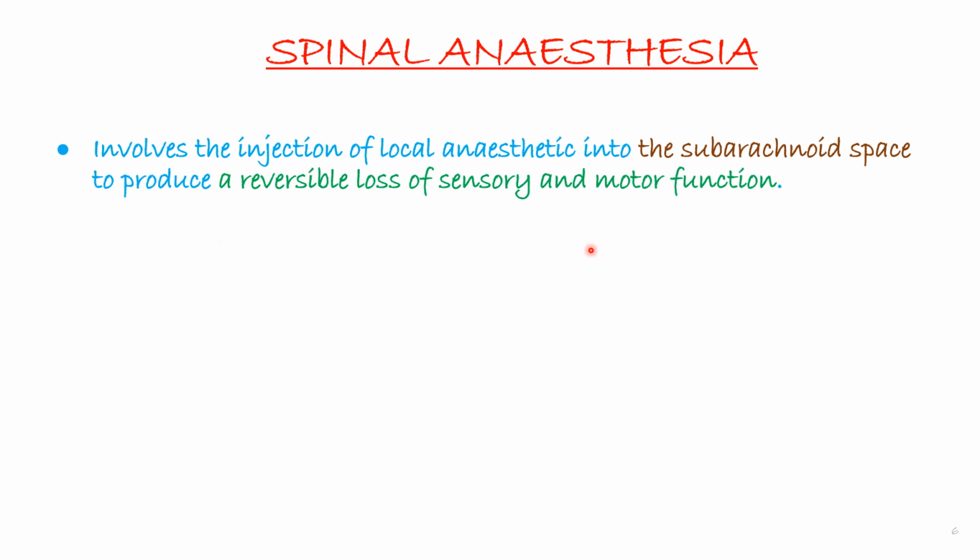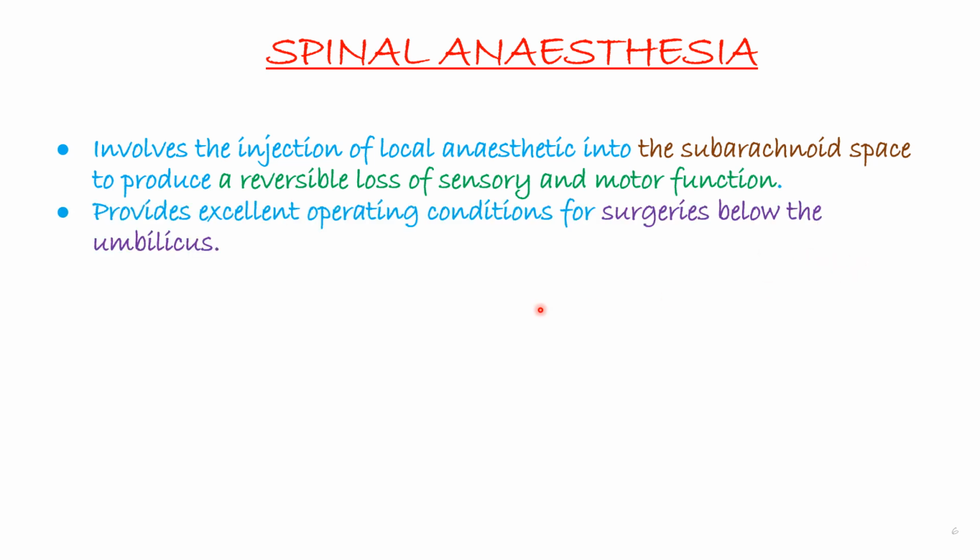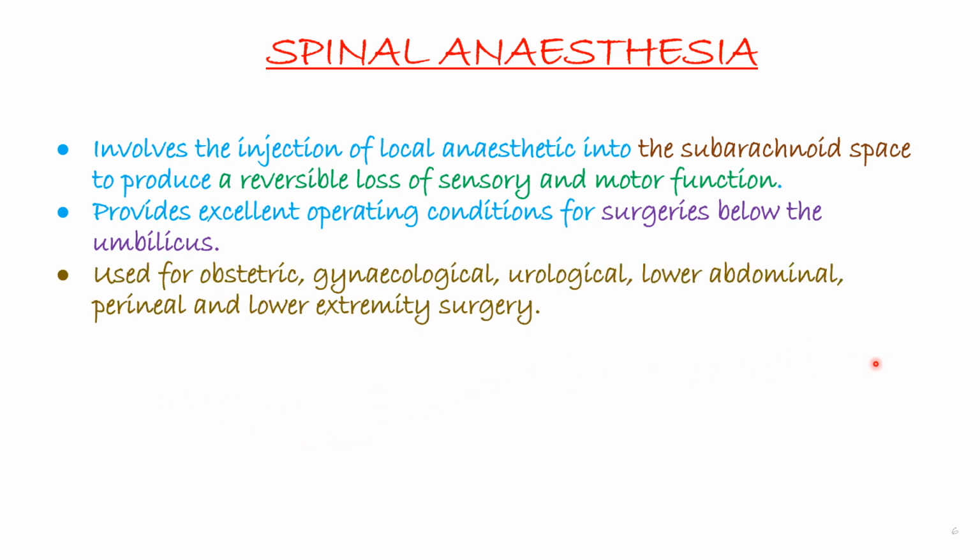So spinal anesthesia involves the injection of local anesthetic into the subarachnoid space, and this usually produces a reversible loss of sensory and motor function. Kindly note, not only sensory and motor function, but also autonomic function. So it produces an excellent condition for surgeries below the umbilicus. So below the umbilicus, we have procedures that are obstetric, gynecological, urological, lower abdominal, perineal, and lower extremity surgery.